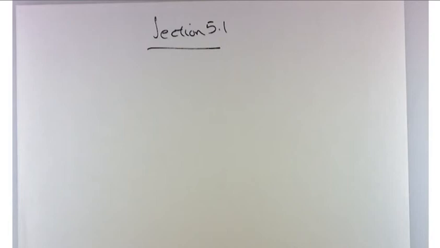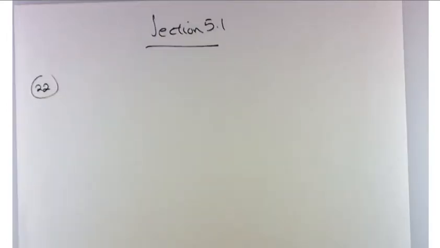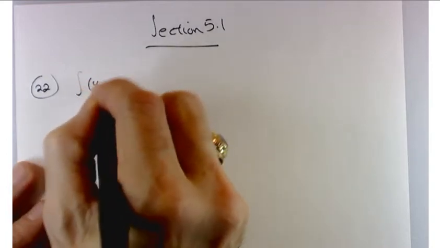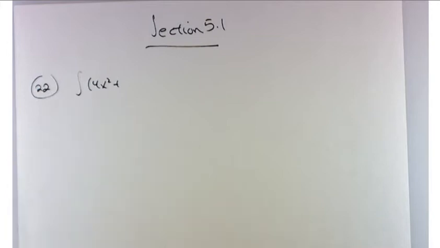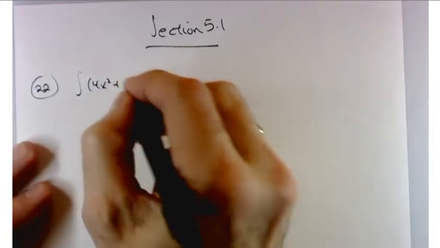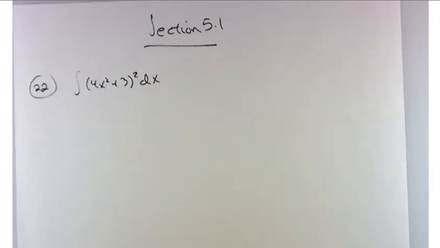Section 5.1, we were doing some antiderivatives, and the whole point was to try and find something that you can differentiate to get the integrand. So let's back up to problem number 22. I'm going to write it with x's as opposed to t's. So it'll be the integral of (4x squared plus 3) quantity squared dx. With integrals, there's no power rule, there's no chain rule, etc.